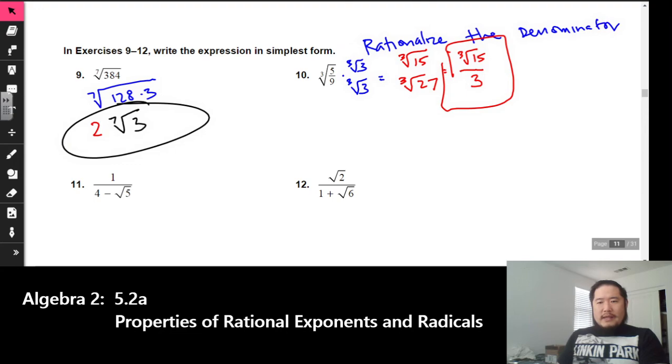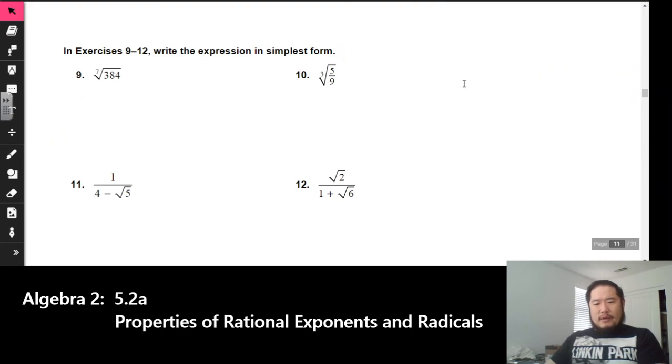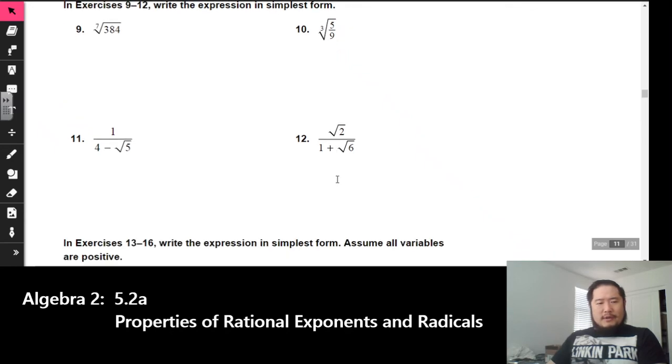We take a look at one last one. Let's look at number 11. So remember in chapter 4, we talked about how we could handle something like this as far as the conjugate. Okay, so we're going to do two things. We're going to rationalize the denominator and get rid of the radical by using the conjugate. Well, what would be the conjugate of 4 minus rad 5? It's just changing the sign in the middle, and it's going to be 4 plus rad 5.